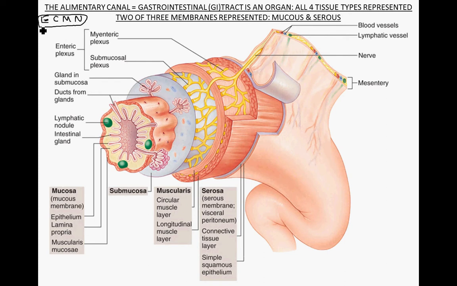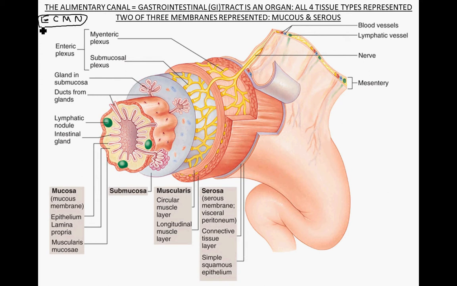What you see here is a general diagram of any part of the alimentary canal. If you took a cross-section of the esophagus, you'd be able to see this. If you took a cross-section of the stomach, you'd be able to identify these. You'd be able to do the same with the small intestine and the large intestine. So let's start our journey here on the inside and work our way out.